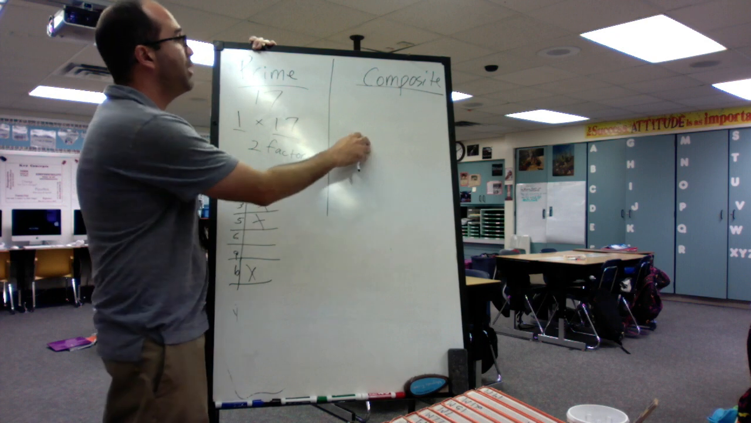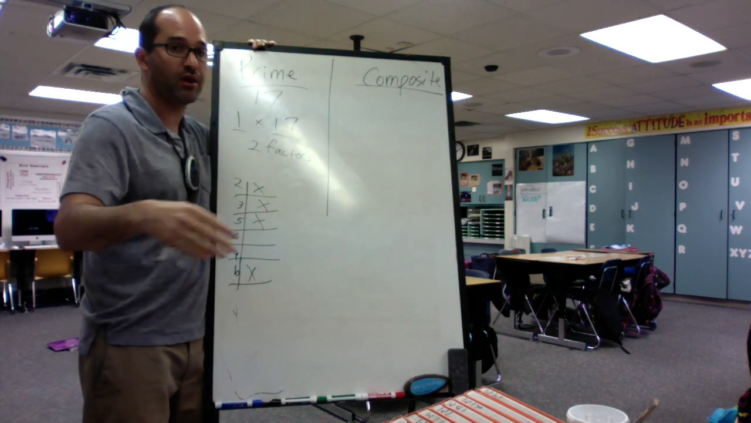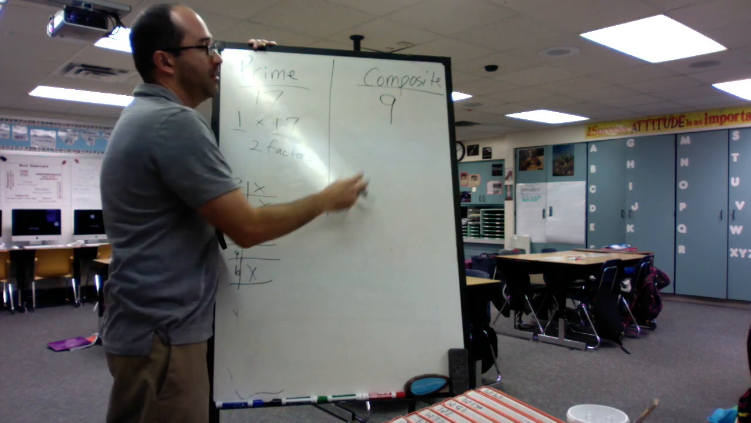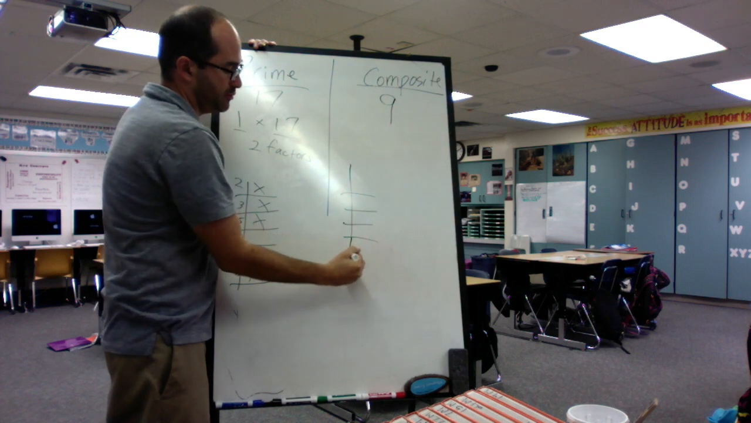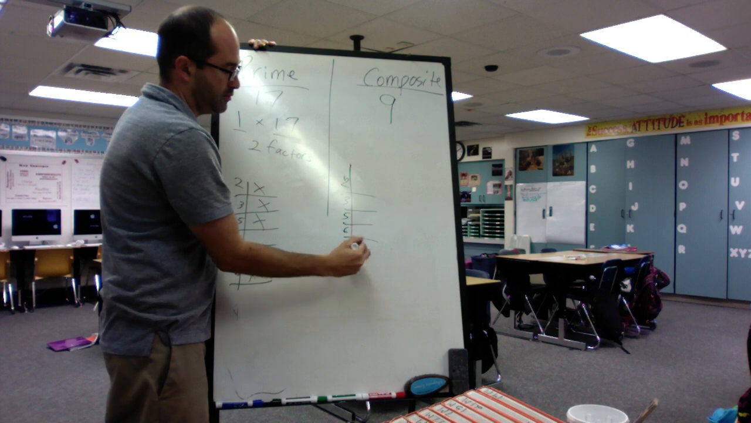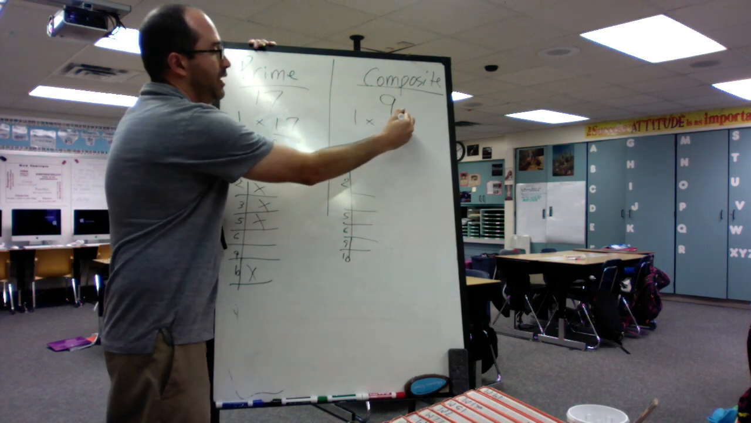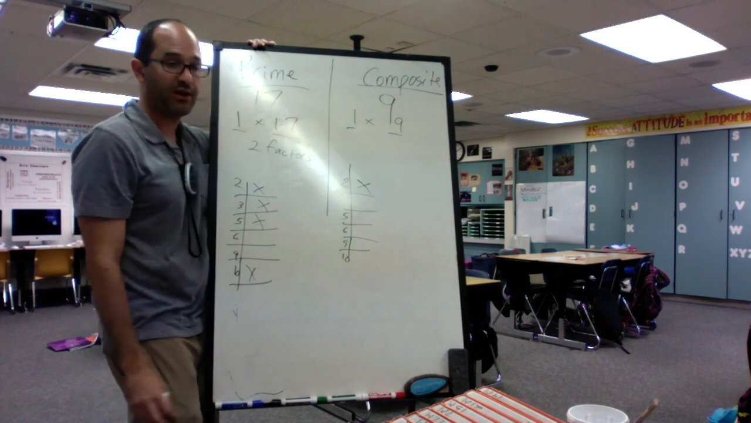That's it. Composite has more than two factors. It could have 3, it could have 4, it could have a lot more. For example, the number 9. Okay? If I use my rules of divisibility, is 9 even? Well, I'm going to start with 1 and 9. 1, 2 factors. It's not even, so 2 is not a factor.